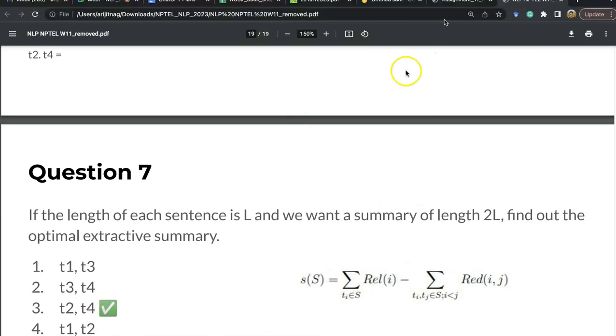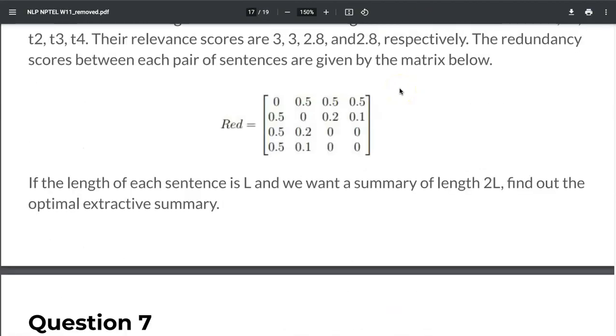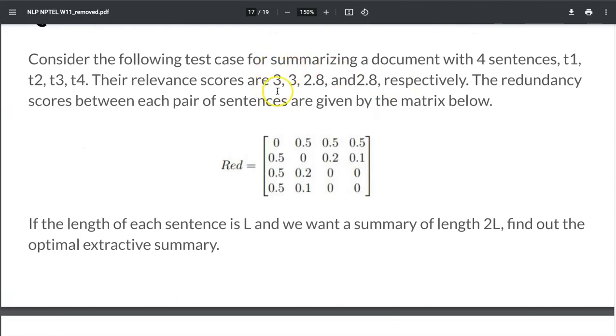In the exam they might give you this kind of question where they will give the individual relevance score and also the redundancy matrix, and you need to calculate. Maybe they will give you 5 different sentences and ask what will be the best summary with only 2 sentences. You need to calculate the different combinations, and the combination for which the score is maximum, you will select. Such kind of questions they can give.